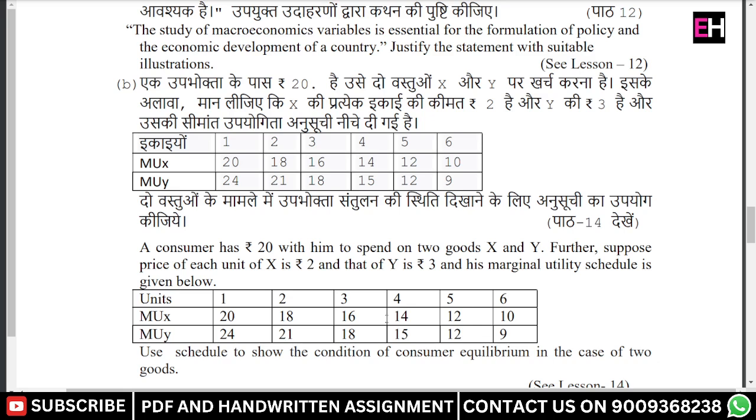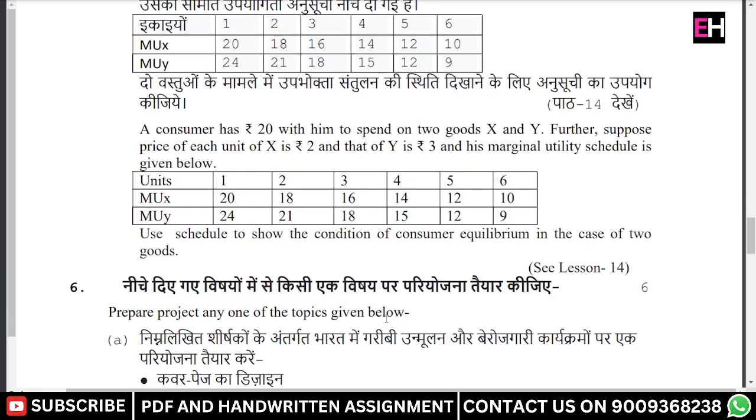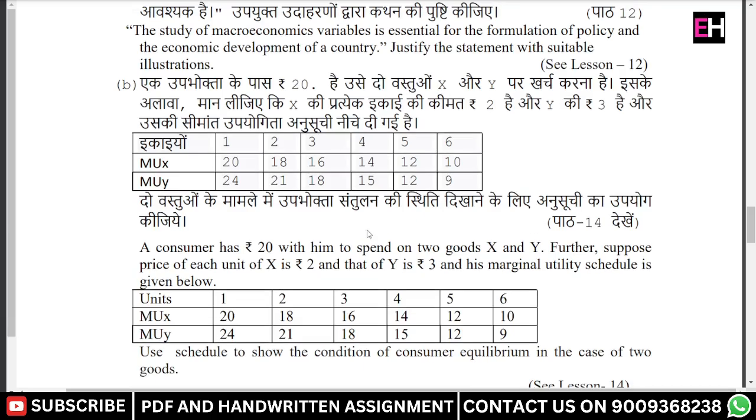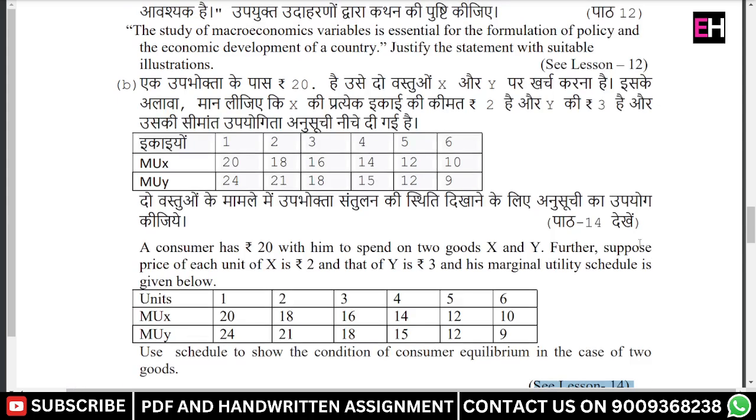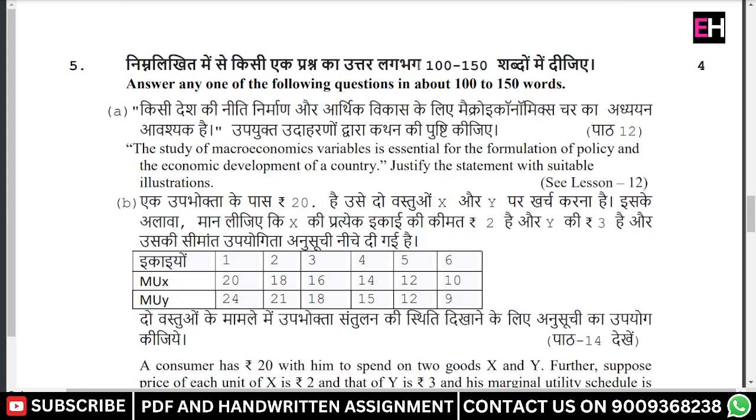The question number 5B is: the consumer has 20 rupees with him to spend on two goods X and Y. Further, suppose the price of each unit of X is 2 and that of Y is 3, and his marginal utility schedule is given below. Units is 1, 2, 3, 4, 5. Use the schedule to show the condition of consumer equilibrium in the case of two goods. This question is taken from lesson 14 and the word limit is 150.